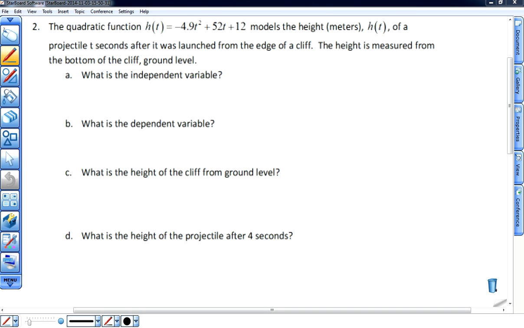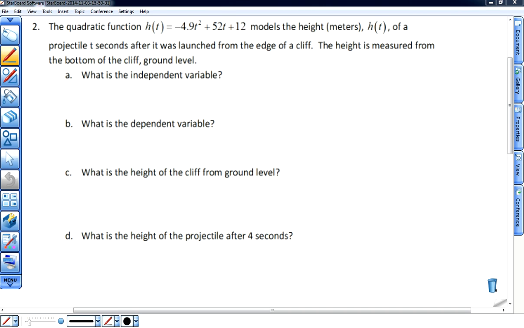The next example that we're going to work through is very similar to the first example we just finished, with some differences, specifically differences in variables. Let's take a look at this and see similarities and differences. It says the quadratic function h of t equals negative 4.9t squared plus 52t plus 12 models the height in meters, h of t, of a projectile t seconds after it was launched from the edge of a cliff. The height is measured from the bottom of the cliff, which we're going to call ground level.